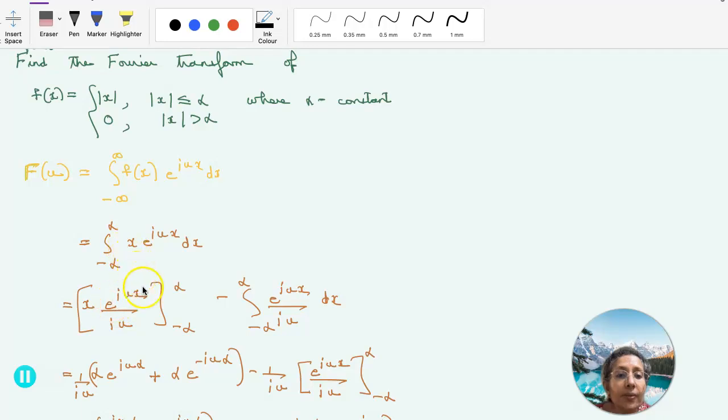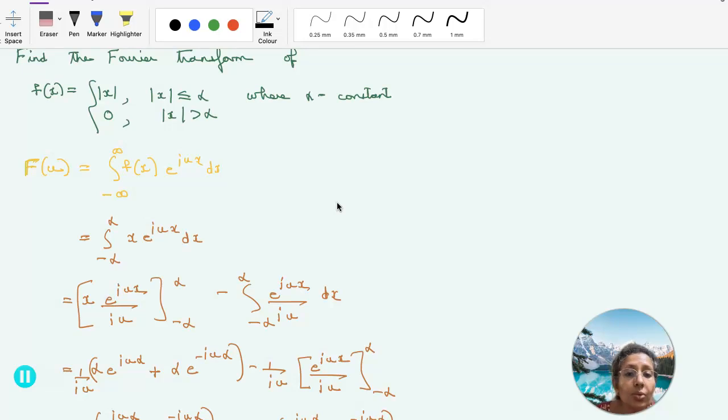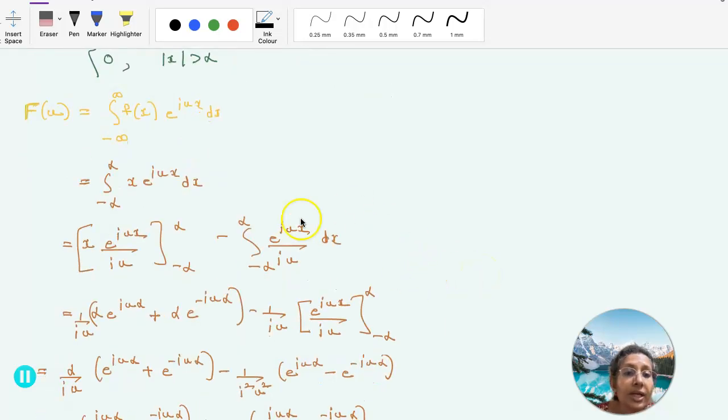So you can do this by integrating by parts. So you will get x e raised to iux by iu within the limits minus alpha to alpha, minus integral minus alpha to alpha, derivative of x is 1, e raised to iux by iu dx. So we are making use of the fact that mod x is x here, we are taking the positive value. And this will give you, substituting, alpha e raised to iu alpha plus alpha e raised to minus iu alpha, minus 1 by iu e raised to iux by iu within the limits minus alpha to alpha.